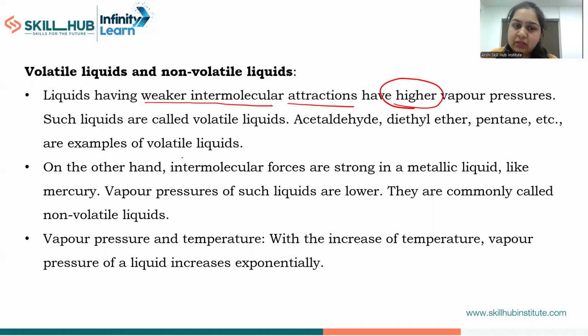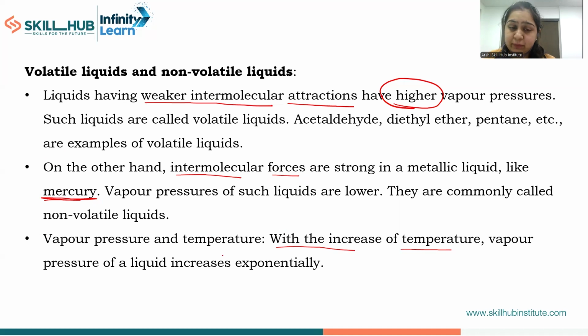And similarly, the ones which have strong intermolecular forces of attraction, they have also given an example of the only metal in the liquid state, and that is mercury. So mercury is basically a non-volatile liquid. Though it is a metal, it is a liquid. So these are non-volatile liquids which will have very low vapor pressure. Okay, and then of course I've told you about vapor pressure and temperature.